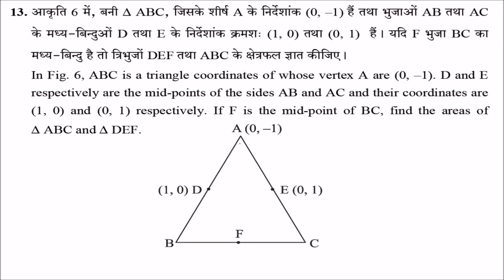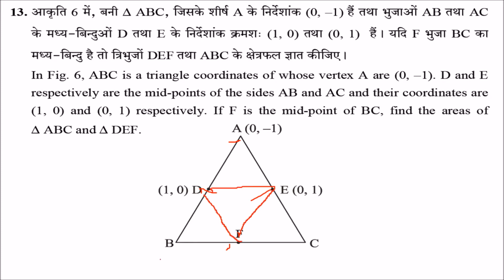In this figure, ABC is a triangle, coordinates of whose vertices are given. These are the vertices, 0, 1. And these are the midpoints. D, E, F are the midpoints. So the points are given. Find the areas of triangle ABC and DEF. So ABC and DEF.